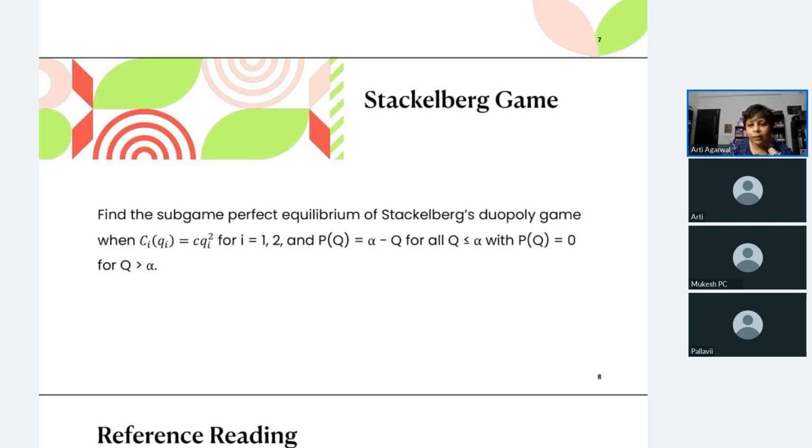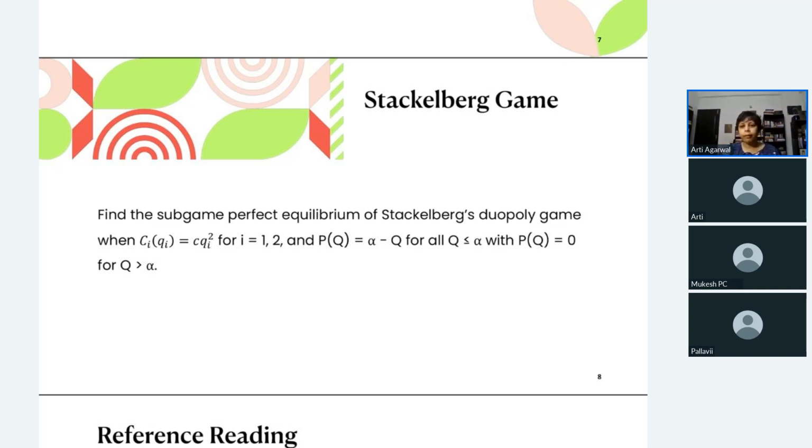No, it won't be P1 plus P2 because they're both setting their own prices. You can't do it the same way. So they're both choosing their own prices for the quantity Q. So you will write the payoff of each firm. It will be P1 into Q minus C into Q, and P2 into Q minus C into Q.